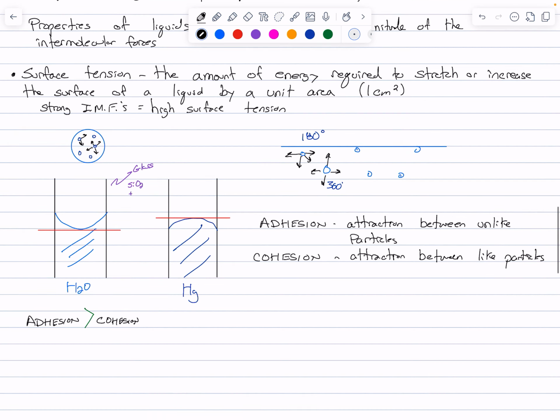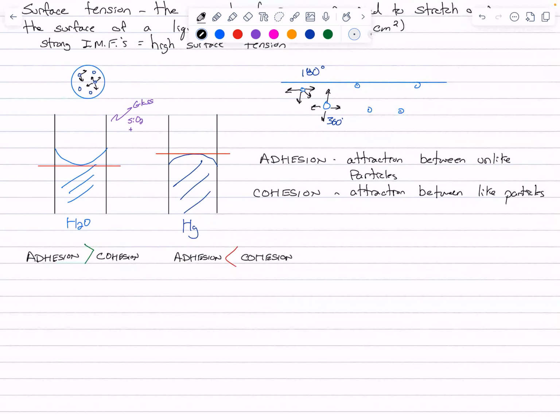Mercury has adhesion, but that adhesion is way less than the cohesion. Mercury likes itself more than it likes the glass, so that's why the meniscus is the opposite way. All right, and so that's all due to surface tension. Kind of neat.